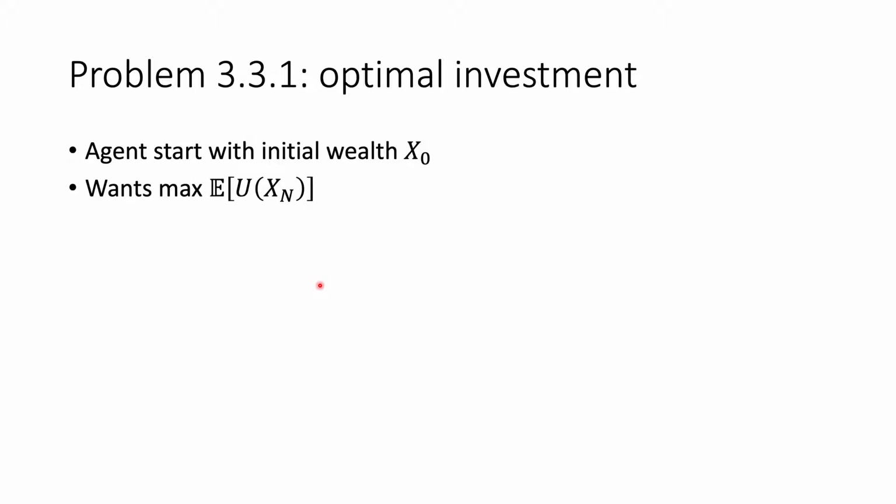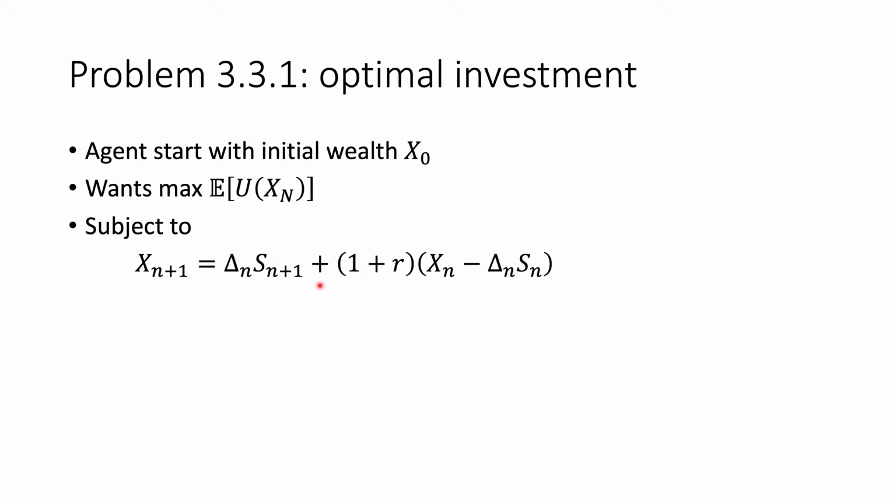So to give a formulation of the problem, imagine we have an agent that starts with an initial wealth of x0. This is how much money they had at the beginning. And they want to maximize the expected utility at a future time period by investing in the money market and in a stock. And the wealth equation, as we have seen in the previous sections, is defined by this equation. This is just the basic wealth equation we have seen in a one-period binomial model.